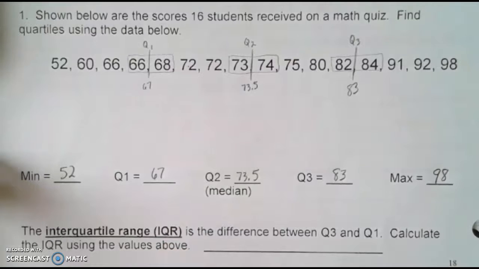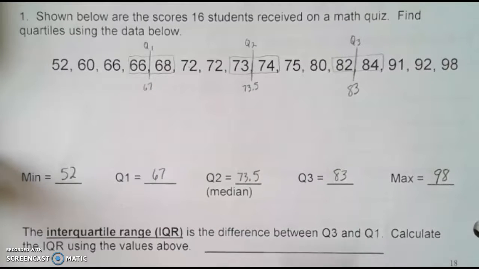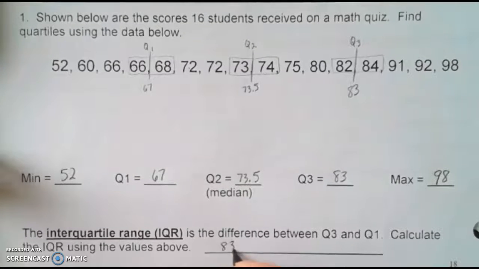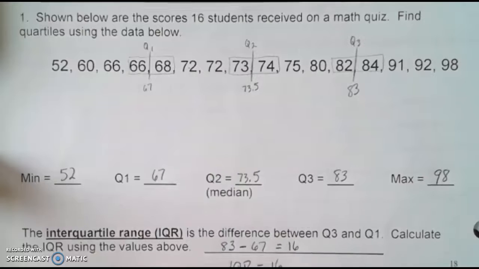Okay, now I can calculate the interquartile range. The interquartile range, abbreviated IQR, is the difference, meaning I'm going to have to subtract, between Q3 and Q1. Calculate the IQR using the values above. Okay, so the Q3 value was 83. And I'm going to have to subtract the Q1 value, which was 67. Okay, and so that's going to equal 16. So my interquartile range, IQR, is equal to 16.